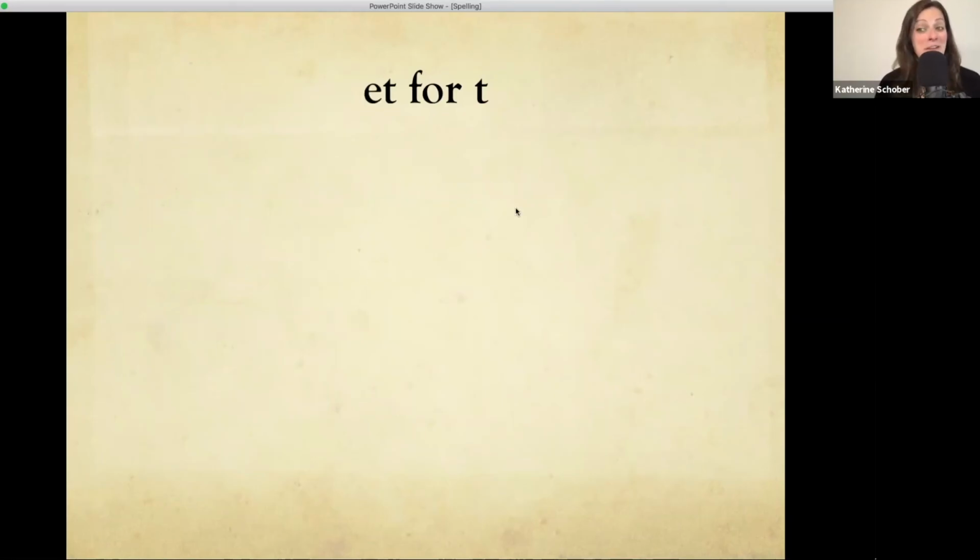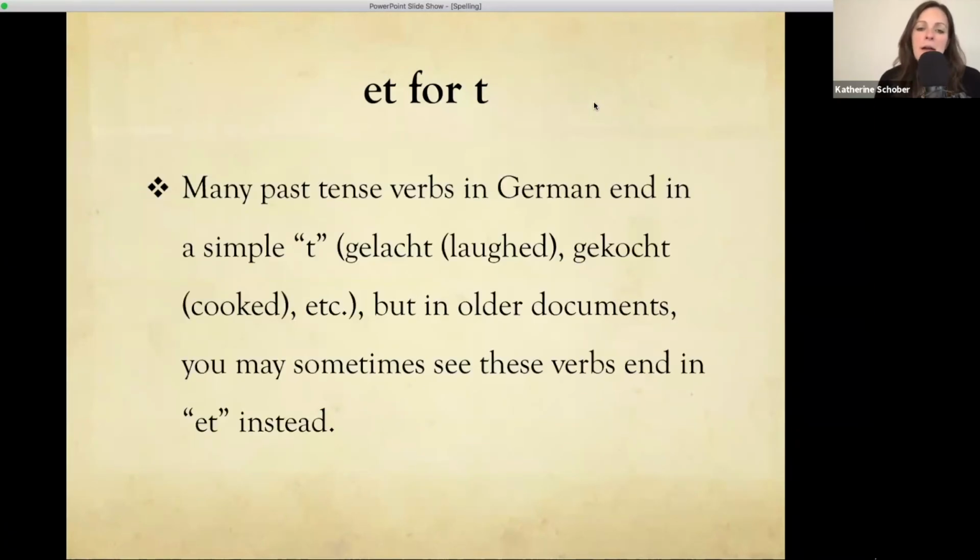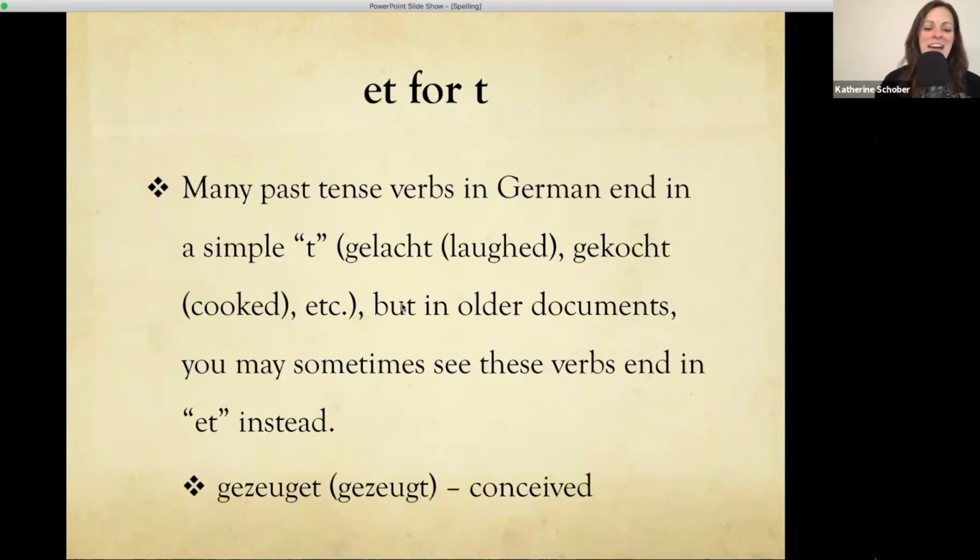And then again, this is another very old-fashioned one, ET for T. So remember how we talked about in the past, how many verbs, past tense verbs, will just end with T. So for example, the verb lachen becomes gelacht, laughed, or the verb kochen becomes gekocht, cooked. But in older documents, you might see an E inserted here. So gelachet, gekochet.